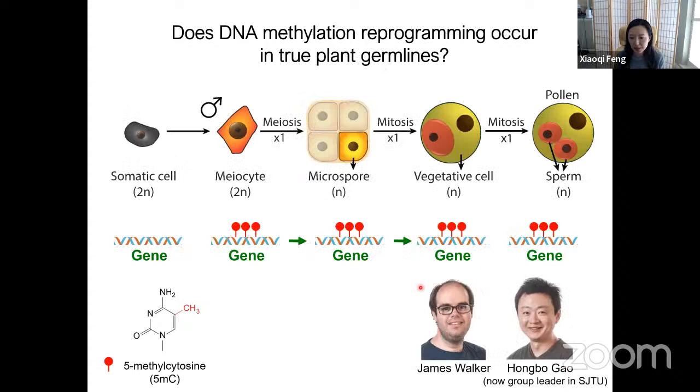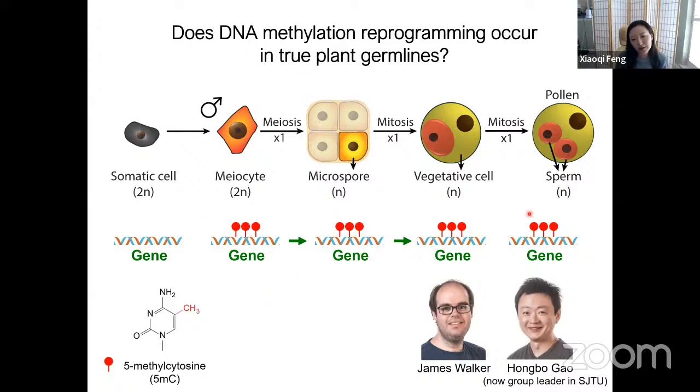And a graduate student, James Walker, and the former postdoc, Hongbo Gao, found that there is indeed methylation reprogramming. This manifests in the distinctive methylation of hundreds of genes across the entire male germline. So you see this from meiocytes all the way to the sperm. And this methylation is absent from somatic cells.